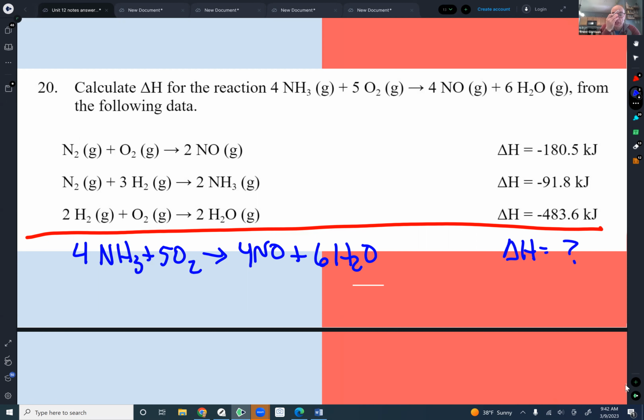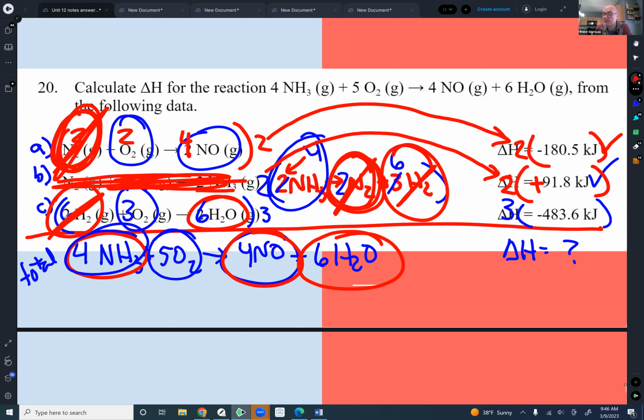Now I just got to do the math. 2 times a negative 180.5 plus 2 times 91.8 minus 3 times 483.6. And what I end up with is negative, whoops, you can't see it, negative 1628.2. My units are in kilojoules.